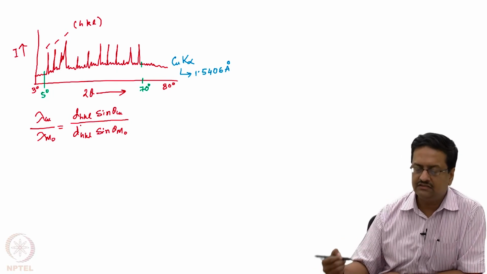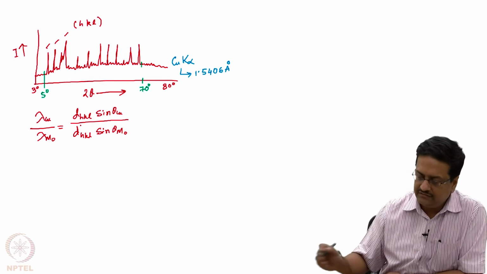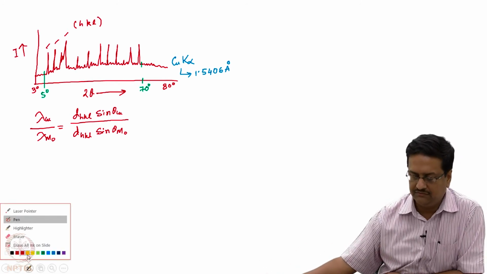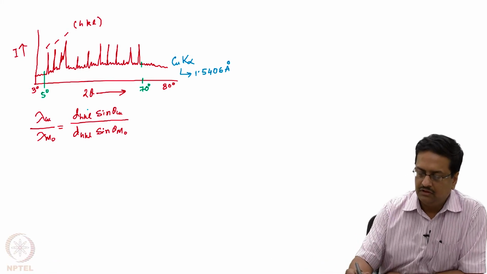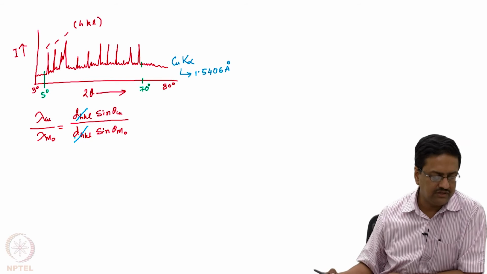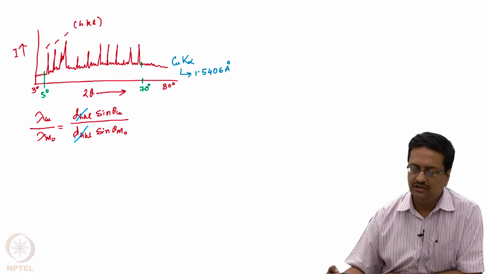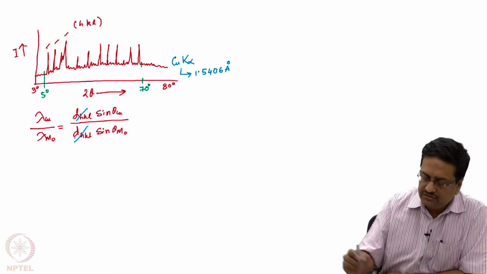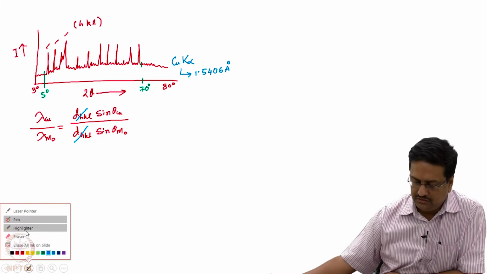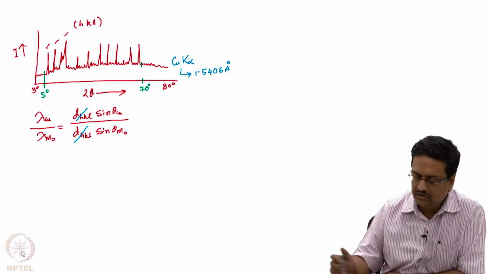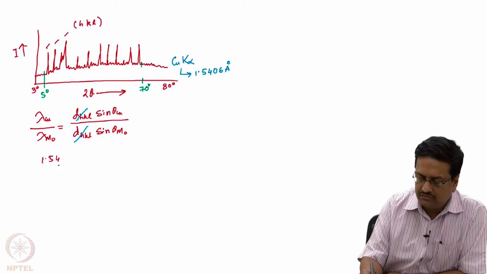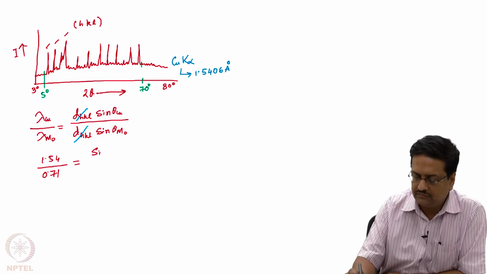Now, since the crystal is the same, the d values are going to be the same for a particular reflection, so they can be cancelled, and what we end up with is that sin theta copper versus sin theta molybdenum is just a ratio of the corresponding wavelengths. So if I calculate this ratio, 1.54 approximately divided by 0.71 is equal to sin theta for copper by sin theta for molybdenum.